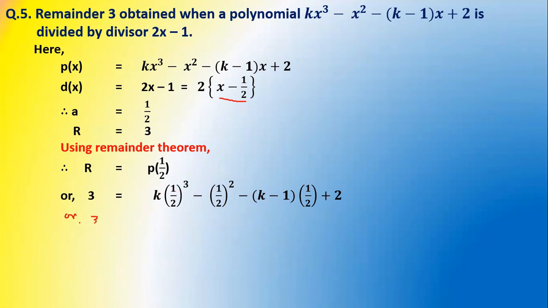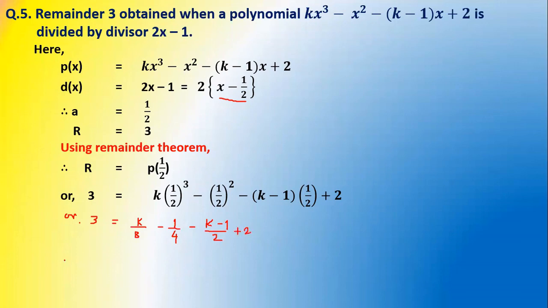So moving ahead, let's keep LHS as it is, 3. So k by 8. I think you are quite clear, 1 by 2 cube would be 1 by 8. So when 1 by 8 multiplies with k, it will be k by 8, minus 1 by 2 square would be simply 1 by 4. So minus, let's simplify this one. (k minus 1) times 1 by 2 would be (k minus 1) by 2. I have not simplified it further, plus 2.